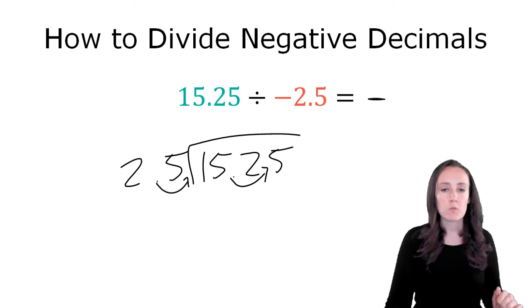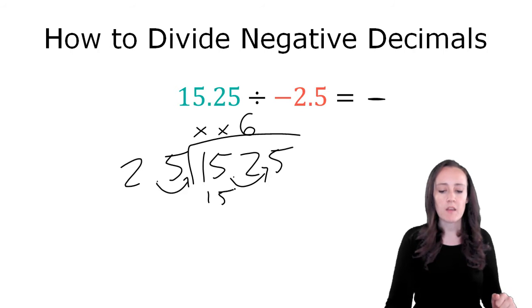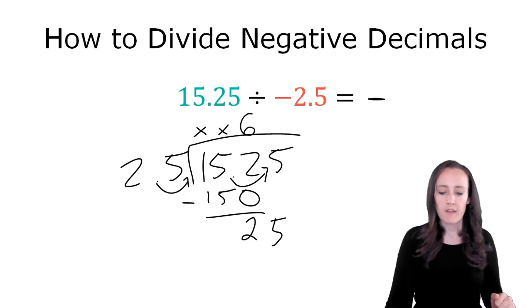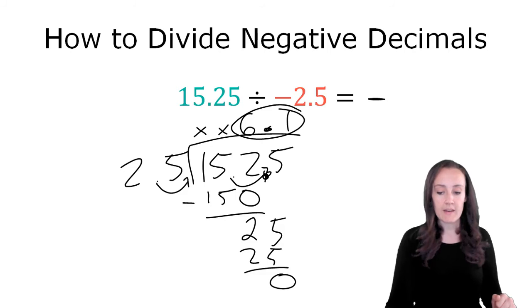So I'd say, okay, 25 can't go into 1, can't go into 15 either, but it can go into 152, and it goes in 6 times. And then 6 times 25 is 150. When I subtract that, I get a remainder of 2, bring down the 5, and the decimal is right here, so that means the decimal is going to have to be there in my answer as well. And I say 25 goes into 25 just once, and there's no remainder. And so that would be my divided answer.